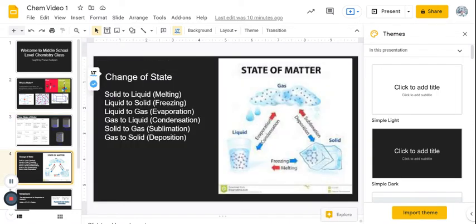Changes in state. Solid to liquid is called melting, and liquid to solid is called freezing. Liquid to gas is known as evaporation, and gas to liquid is condensation. Most likely you have heard these terms when learning the water cycle: condensation, evaporation, precipitation, all of that, right? Solid to gas is known as sublimation. An example of solid to gas would be dry ice, and gas to solid is deposition.